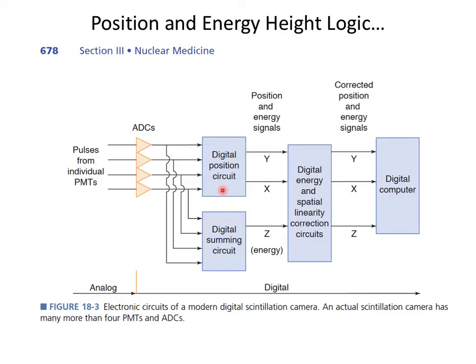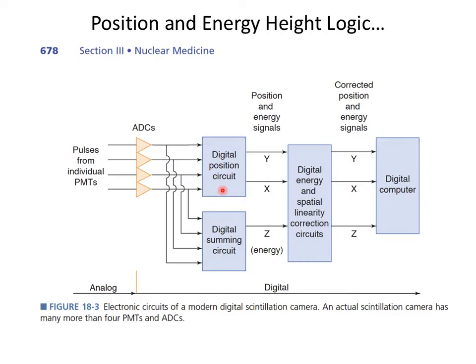If 2 PMTs are the ones that go off and they're equal heights, then the event would have occurred right between them. If 2 PMTs go off and one is like 50% higher than the other, then you know the position of that light flash was probably closer to that one than the other. And so you just use that ratio of those heights to determine where inside the sodium iodide crystal that event occurred.